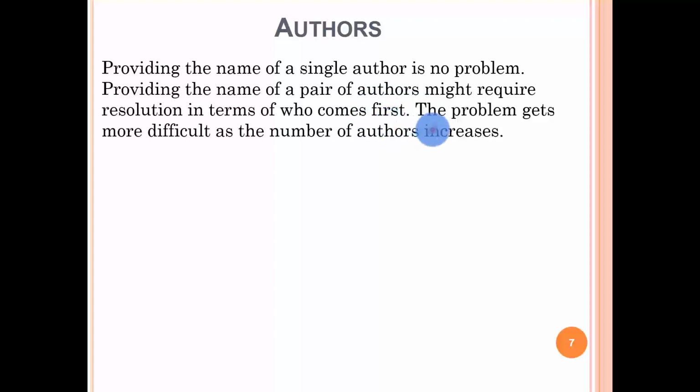So if you have more than one author, then authors might require solutions in terms of who comes first, because the first one is usually called the principal or the main author. The problem gets more difficult as the number of authors increases, so the sequence would be an issue.